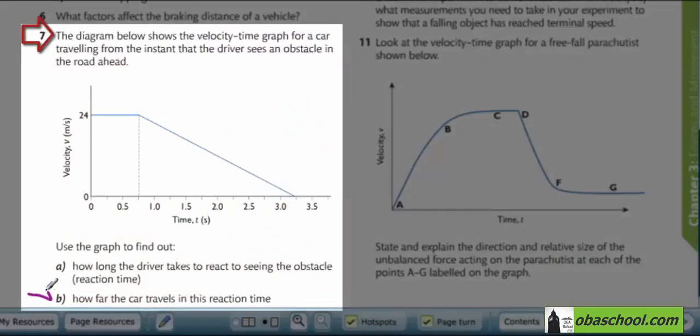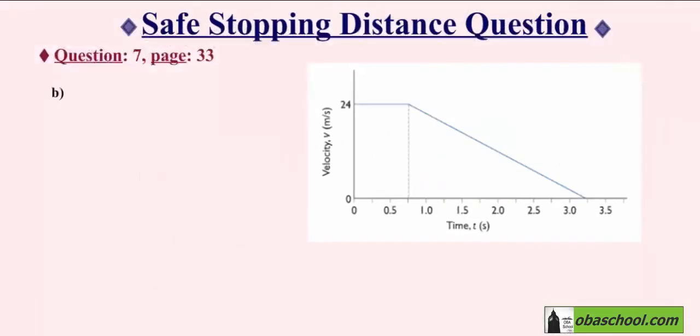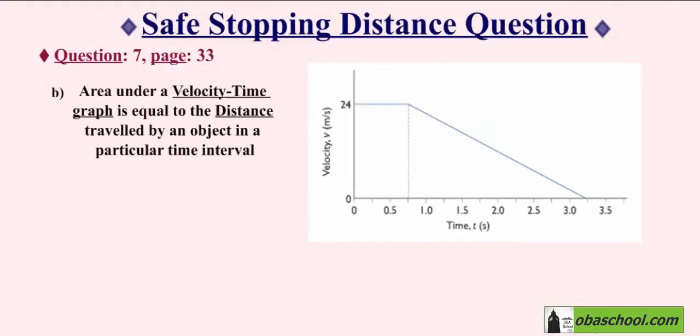Now part B. How far the car travels in this reaction time. So we need to get the distance. And here it is the thinking distance. So we know that the area under a velocity time graph is equal to the distance traveled by an object in a particular time interval. So the thinking distance is from here to here. We need to get this area.